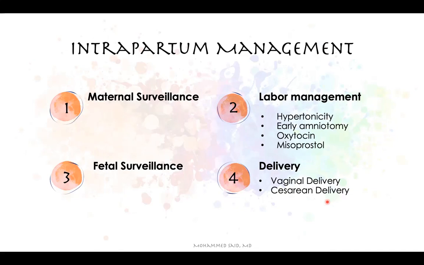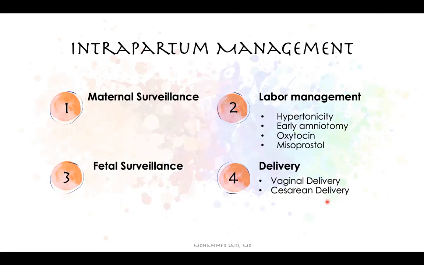With the route of delivery, as we said, we go for vaginal delivery. It's not an emergency. I don't want to say mostly, but a lot of times you're going to have to go for operative delivery because of maternal distress or fetal distress, just to shorten the second stage of labor.